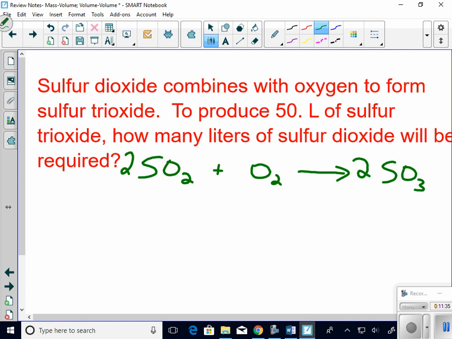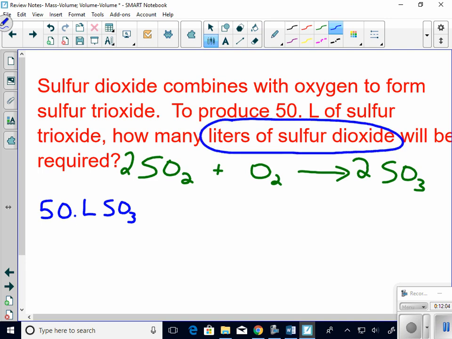So, I have my balanced chemical equation. I have 50, 2 sig figs, because the decimal point behind it tells me it's 2 sig figs. 50 liters of sulfur trioxide, right? That's what I'm given. I am trying to find liters of sulfur dioxide.